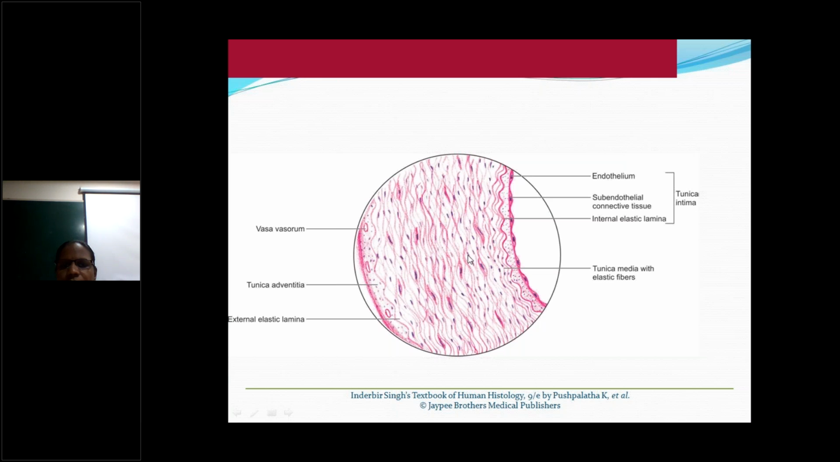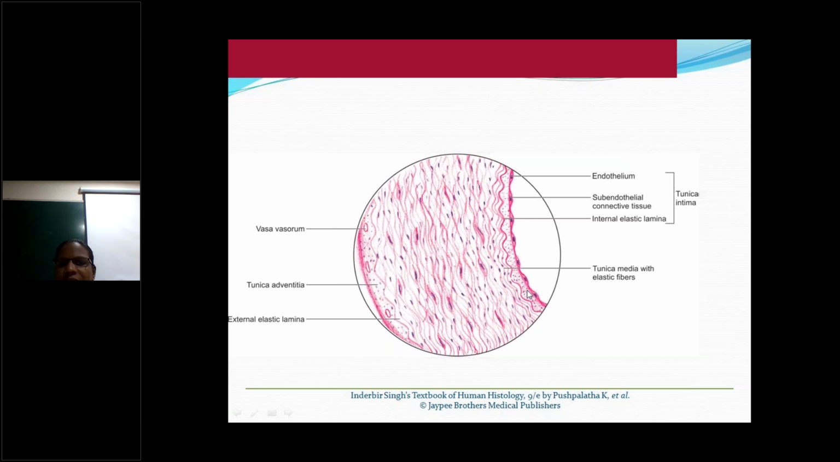Any blood vessel contains three layers: the innermost is the tunica intima, the middle is the tunica media, and the outermost is the tunica adventitia. Easy to remember: intima, media, adventitia. Again, the tunica intima contains three layers. The first is the lining epithelium. Each blood vessel is lined by simple squamous epithelium, which in a blood vessel we call the endothelium.